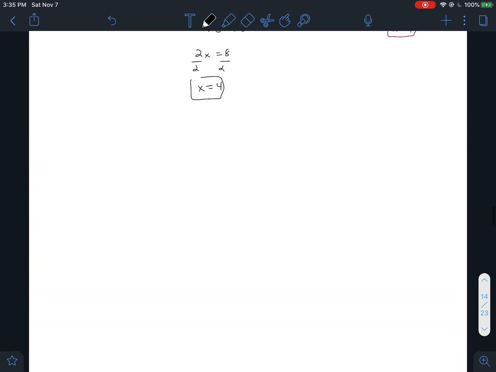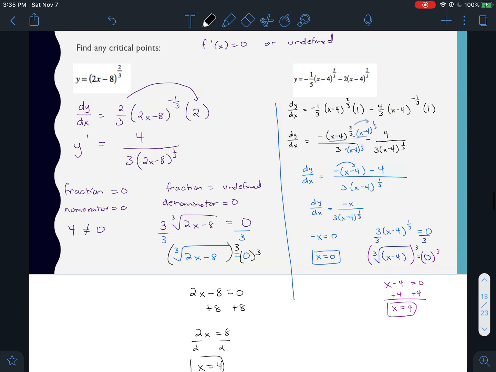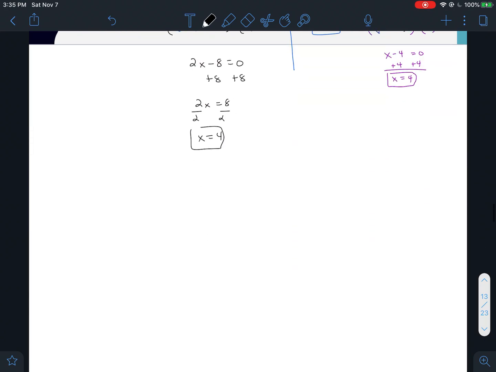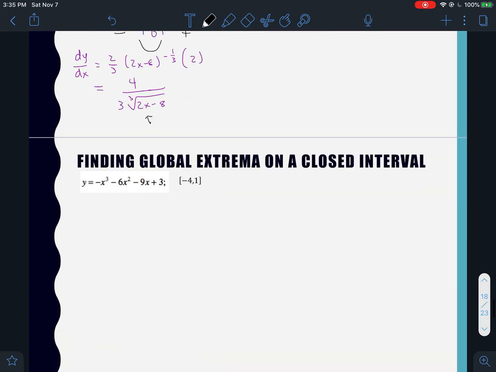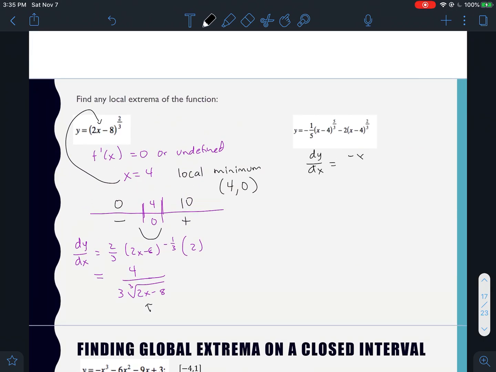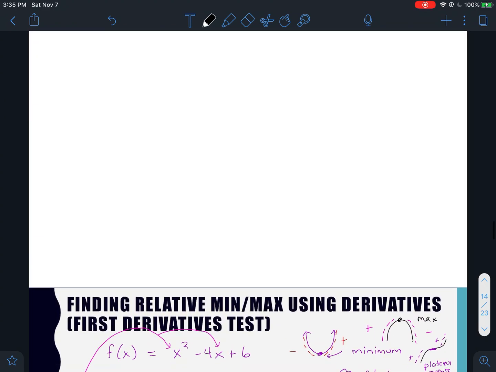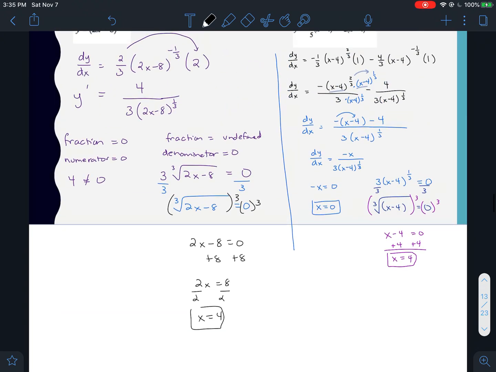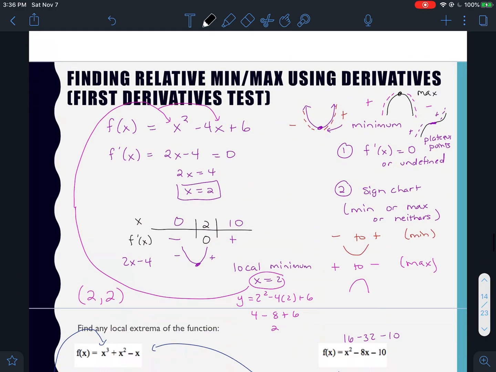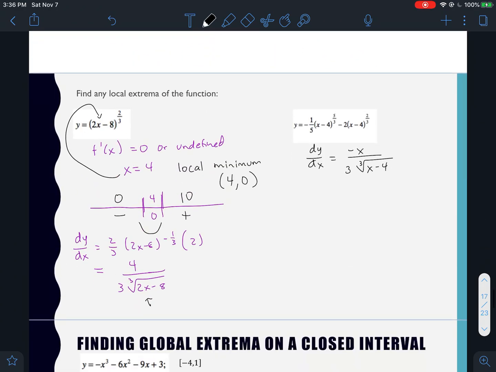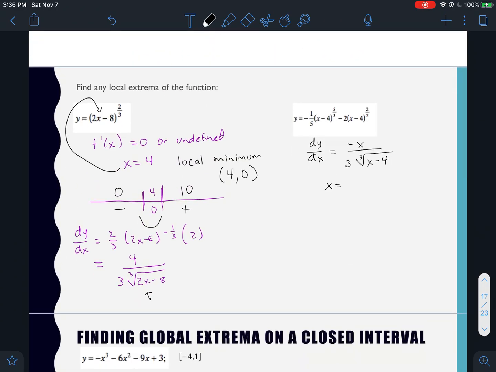On the next one, we had the derivative, once we simplified it, let's scroll back up, we had the derivative was equal to -x over 3 times (x minus 4) to the 1/3. So -x over 3 times the cube root of x minus 4. Maybe that's what it was. Let's scroll back up. -x, yep. And then we found our critical numbers to be 0 and 4 for that guy.